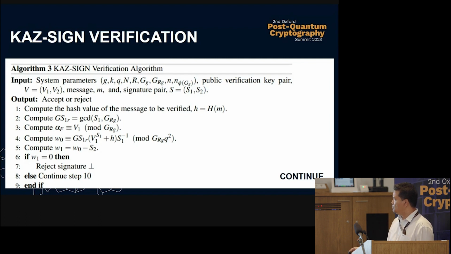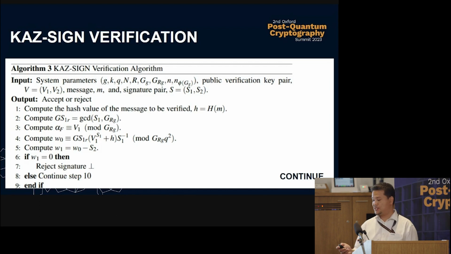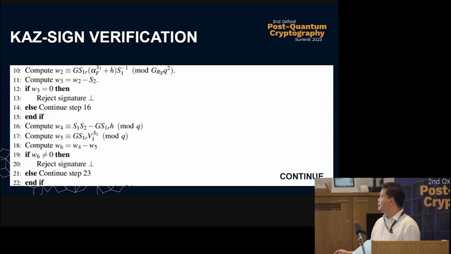If W0 minus S2 is 0, then we reject the signature because it is a forged signature. Else you continue to step 10, right? We compute the second parameter W2 as follows. Then we compute W3. If it's 0, then we reject the signature because it is a forged signature.